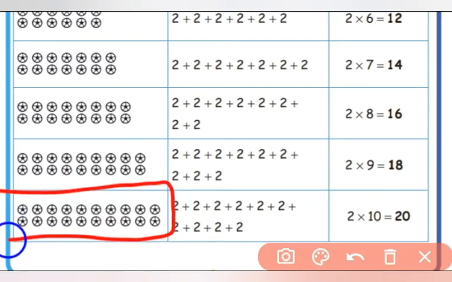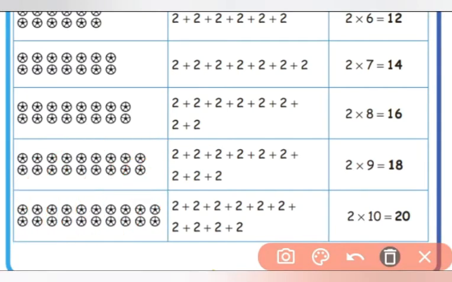Next பாருங்க. 10 times 2. ஓரோ பாக்ஸ்ல எவ்வளோ balls இருக்கு? 2. The total number of box is 10. The total number of balls is 20. The multiplication fact is 2 into 10 is equal to 20. This is the multiplication table of 2.